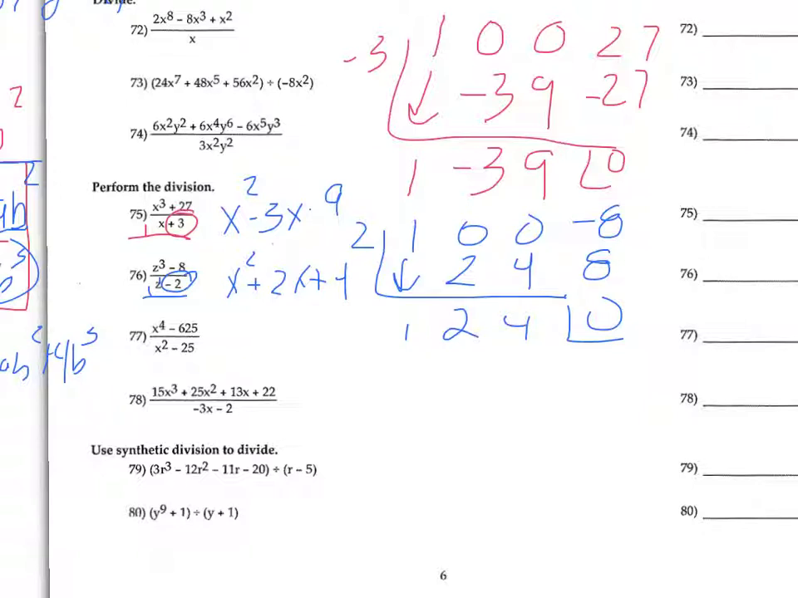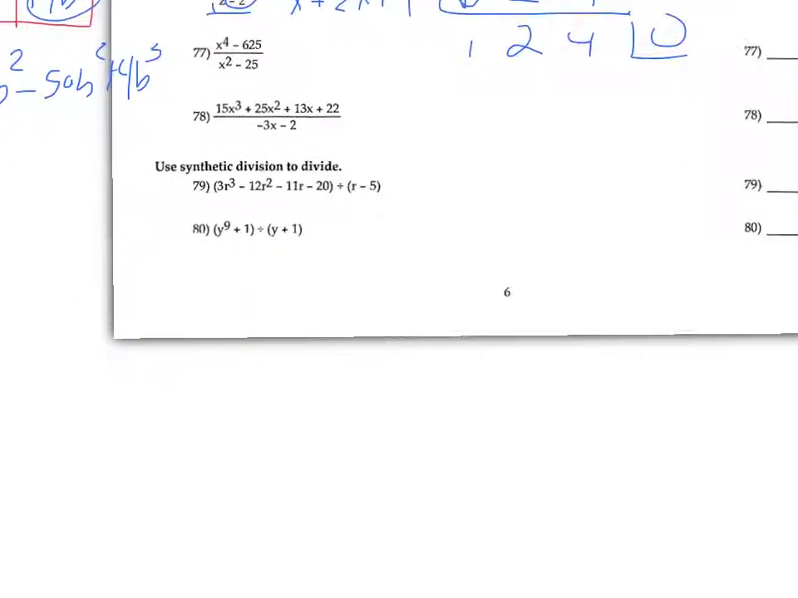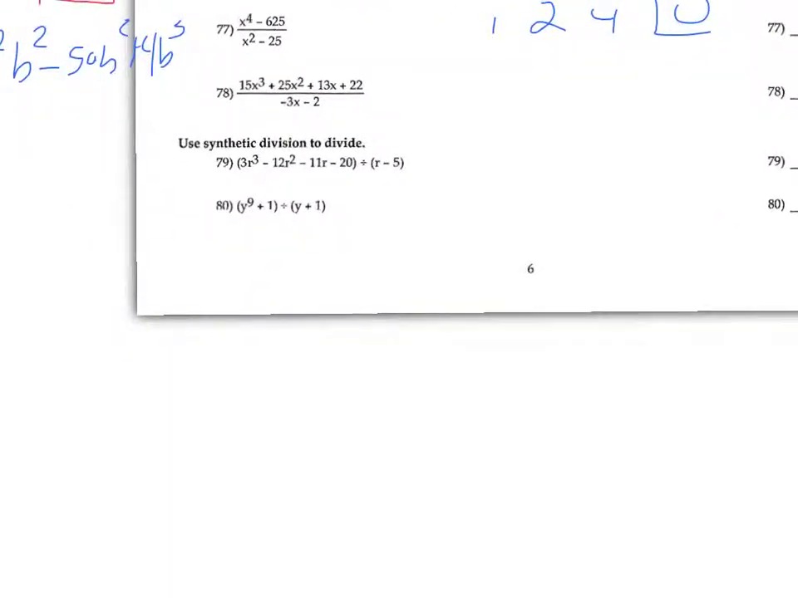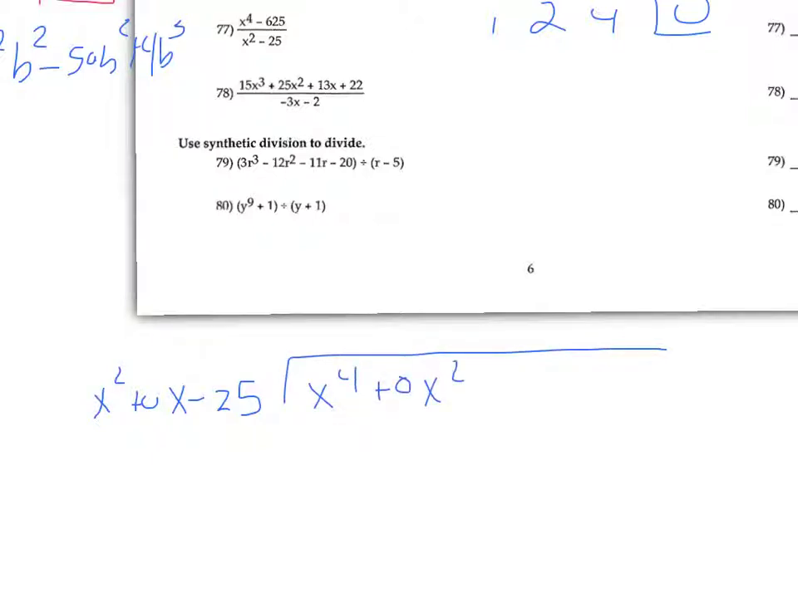Now, the next one we can't use synthetic division on, so we're going to have to use polynomial long division. So let's see if we can do it here. Now we have an x squared plus 0x plus 25, let's do x minus 25. Now I put in the missing terms in both of these. So we have an x to the fourth plus 0x cubed plus 0x squared plus 0x minus 625. So I put it in both those.